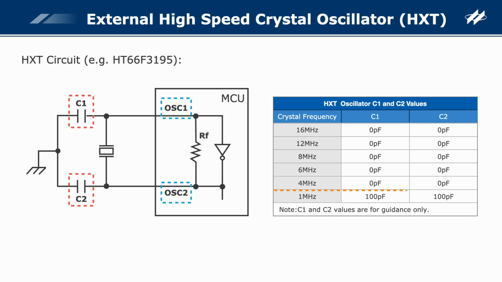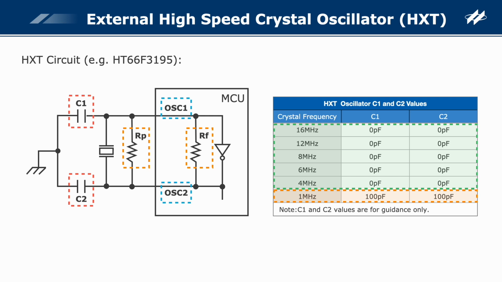The capacitance reference is 100 picofarads for a 1 MHz passive crystal oscillator, and 0 picofarads for 4 MHz, 6 MHz, 8 MHz, 12 MHz, and 16 MHz passive crystal oscillators. For these six commonly used passive crystal frequencies, there is no need to connect an external resistor in parallel because the MCU already contains an internal feedback resistor RF. However, in other applications where a passive crystal oscillator frequency is used, a suitable external resistor, RP, may also be required in parallel for more accurate frequency adjustment.